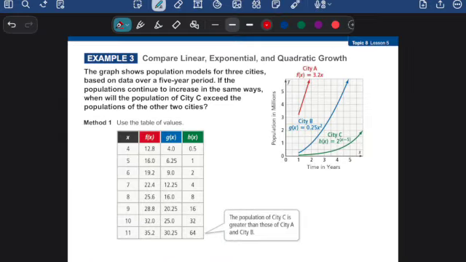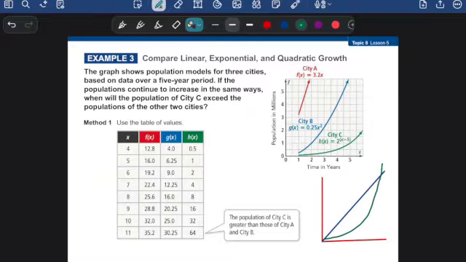Example 3, comparing linear, exponential, and quadratic growth. So we did this when we did exponential growth, we compared it to linear. So then how does quadratic fit in there? Remember, we saw that sometimes linear growth is faster or gives you a higher output than exponential up until a point. There's a point when exponential will start to take off and overtake or be greater than linear. So where does quadratic happen?